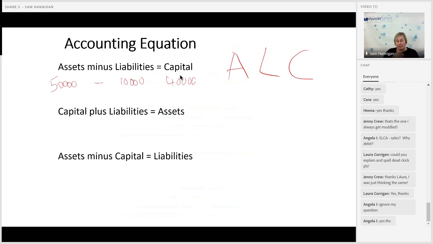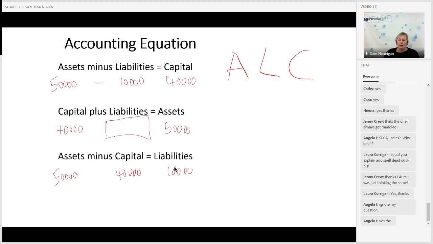In the exam, if I said to you, capital's 40 and your assets are 50, the missing figure would be your liabilities of 10,000. Assets minus capital equals liabilities. So if I gave you assets of 50,000 and capital of 40,000, by doing that, you can work your liabilities out as 10,000.